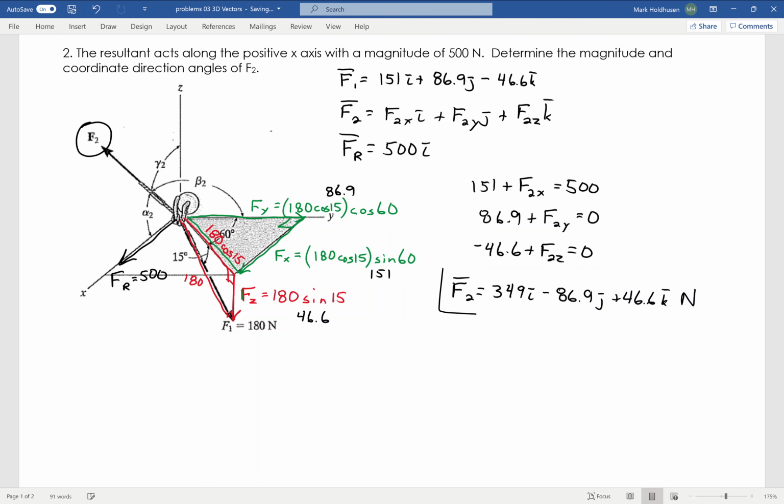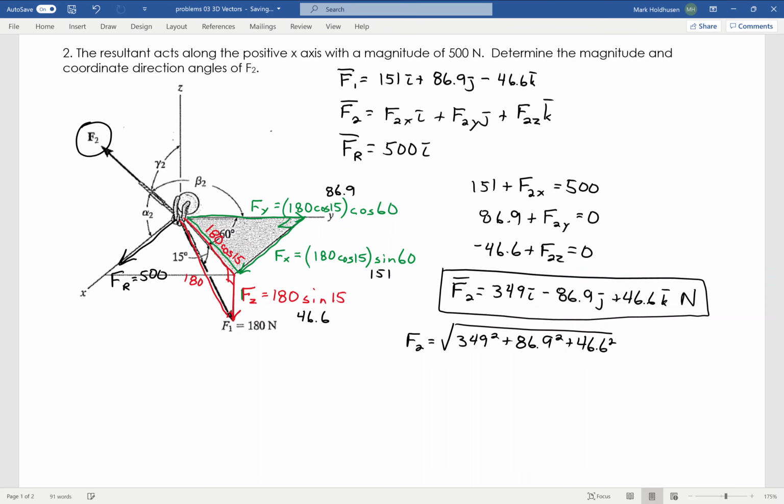And again, if the problem didn't ask me, I would stop right here, call that newtons, box it in. But of course, the problem is asking for the magnitude and coordinate direction angles. Well, the magnitude is easy. That's just the square root of the sum of the squares. So 349 squared plus 86.9 squared plus 46.6 squared equals 363.9. So that's the magnitude.